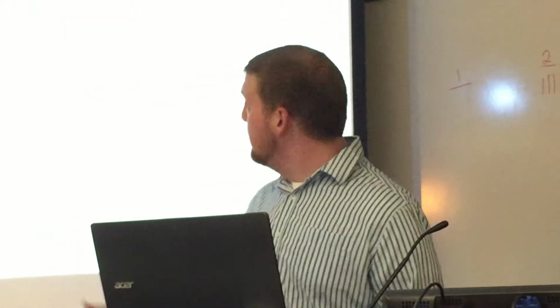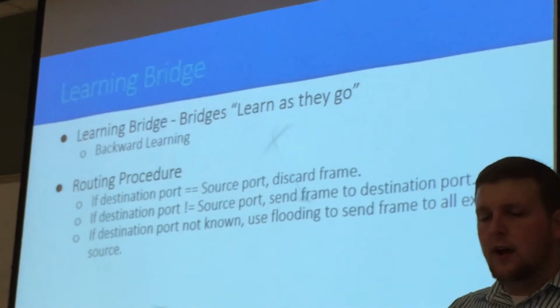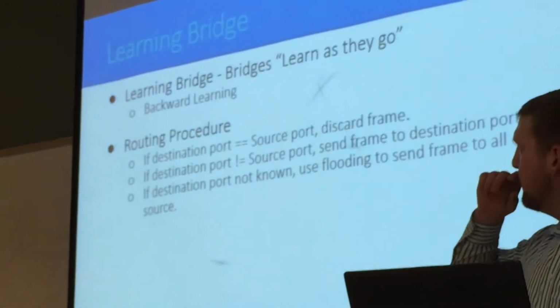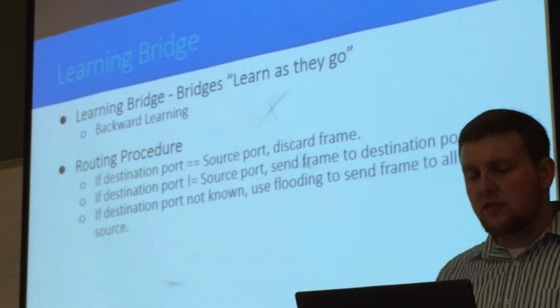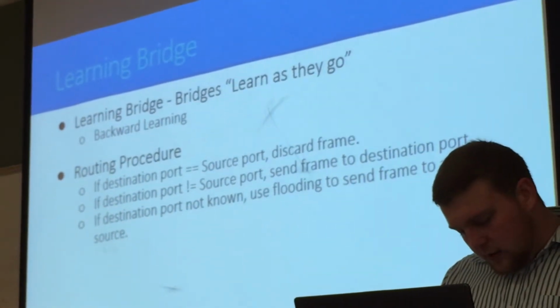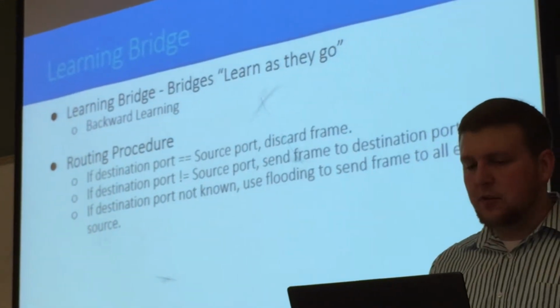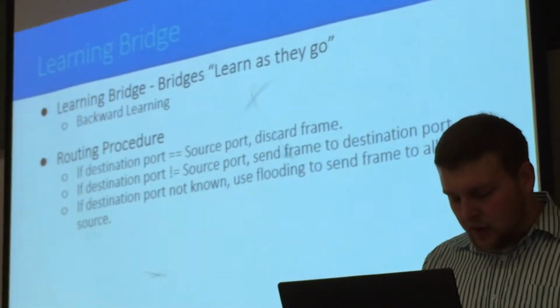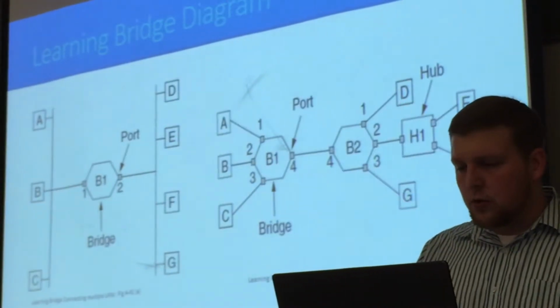They're called learning bridges because they basically populate the table that you just saw in that video as it goes. The table starts out empty, and then it learns which stations are connected through what ports as it goes. It also has a routing procedure that it follows for each frame that it receives. And then I'll give a couple examples of the procedures on the next slide.